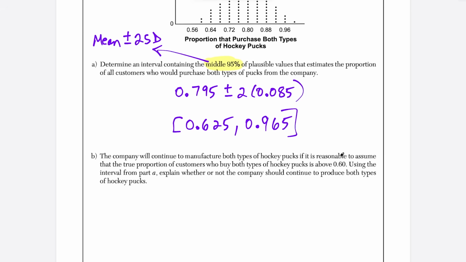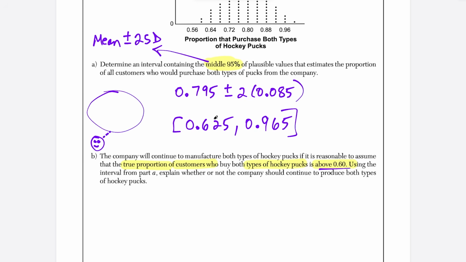If it's reasonable to assume that the true proportions, let me highlight this. So we're looking to see if the true proportion of customers who buy both types of hockey pucks is above 0.60. So here, using part A, we have to think, is the true proportion above 0.60? Is this reasonable to assume?